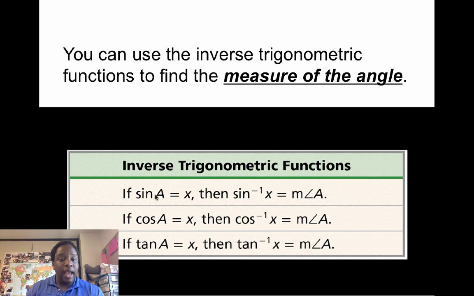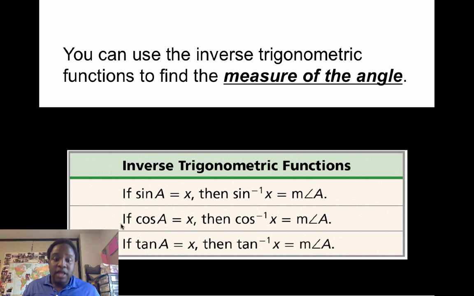So if sine A equals x, like if sine k equals 11 over 61, then inverse sine or arc sine of x equals the measure of angle A. So if you know the ratio of the sides for sine, then you can find the measure of the angle. Same goes for cosine and tangent.